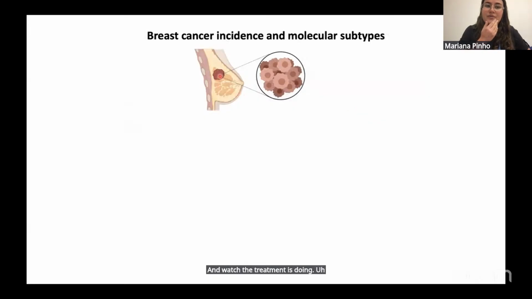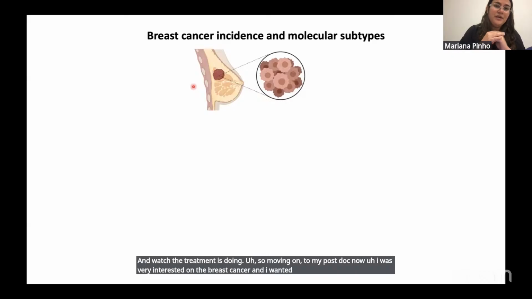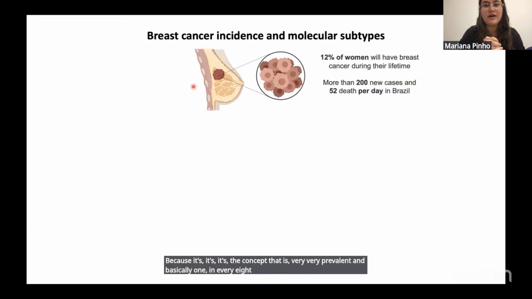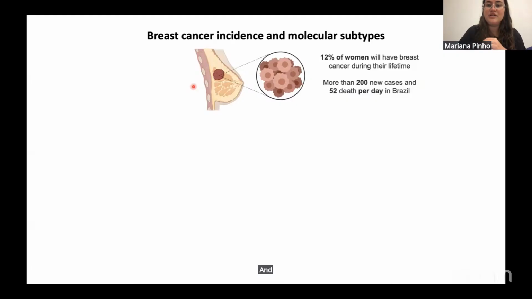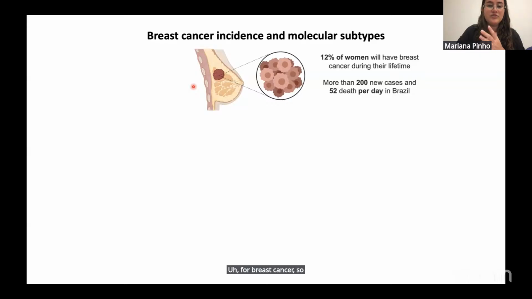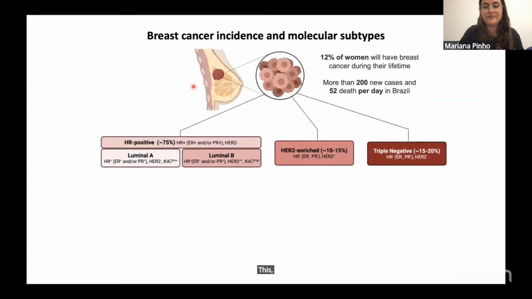So moving on to my postdoc now, I was very interested in breast cancer, and I wanted to go back to it because it's a cancer that is very, very prevalent. Basically 1 in every 8 women will have breast cancer during their lifetime, which is quite high. In Brazil, for example, we have more than 200 new cases and 52 deaths per day from breast cancer. So it is a very big concern and still not solved, because we still have a lot of patients dying from this kind of tumor.